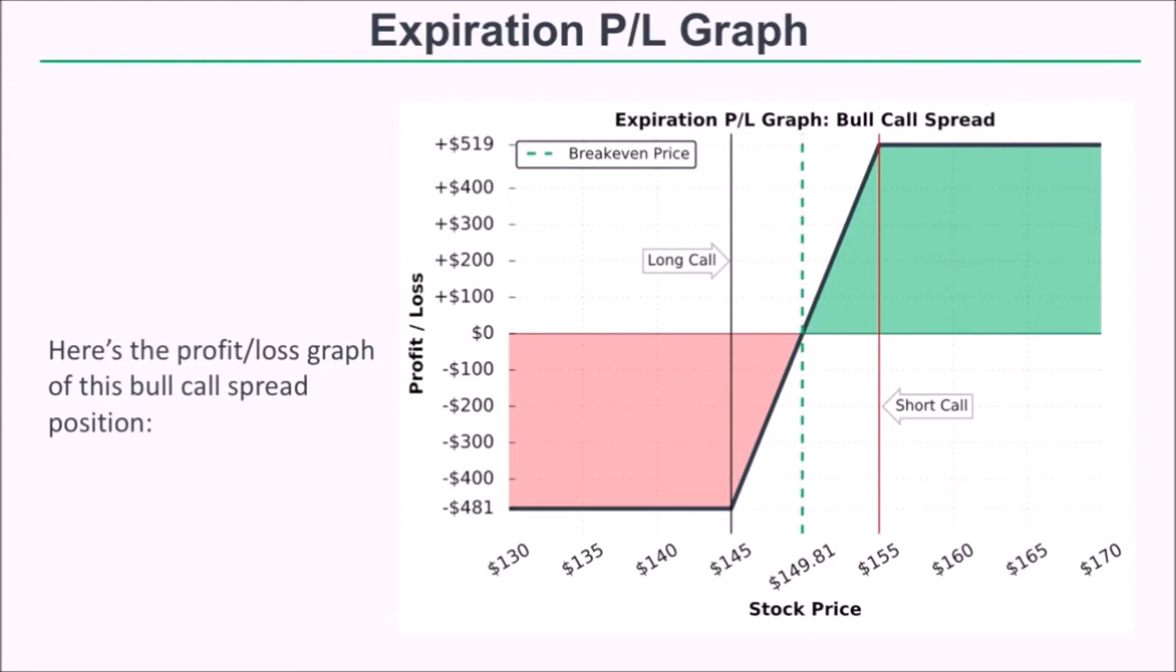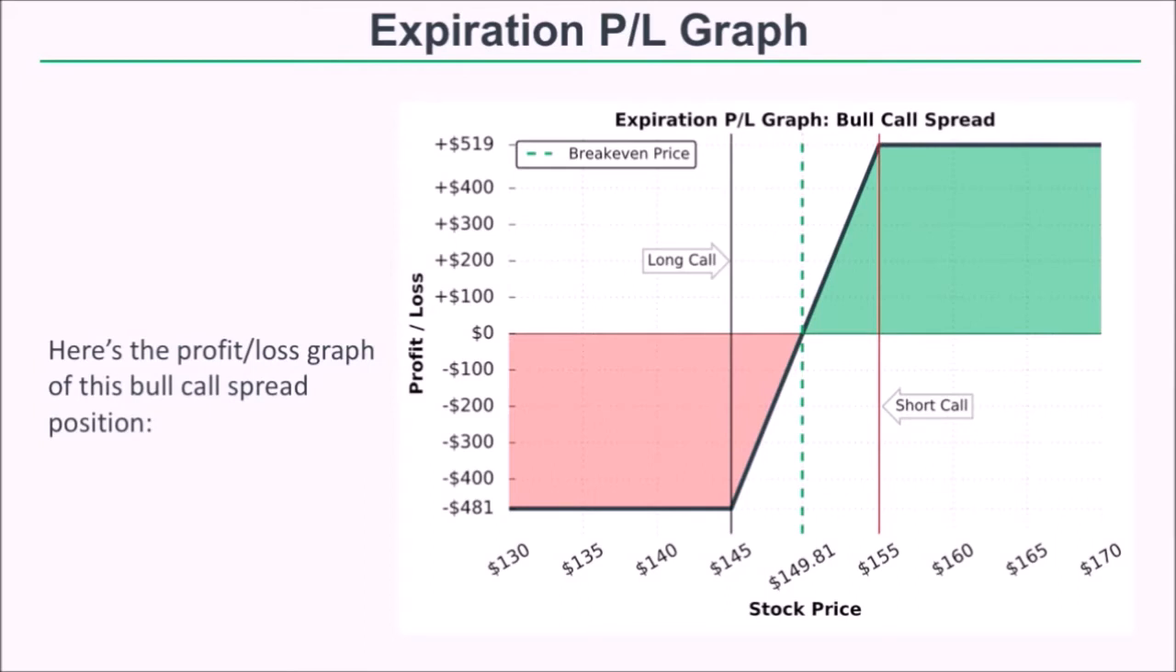Now, at any price between 145 and the break-even price of 149.81, we can actually have a partial loss because if the long call expires in the money, but the stock price is below the break-even price, then that long call is going to have some value at expiration, in which case we won't lose the full $4.81 debit.